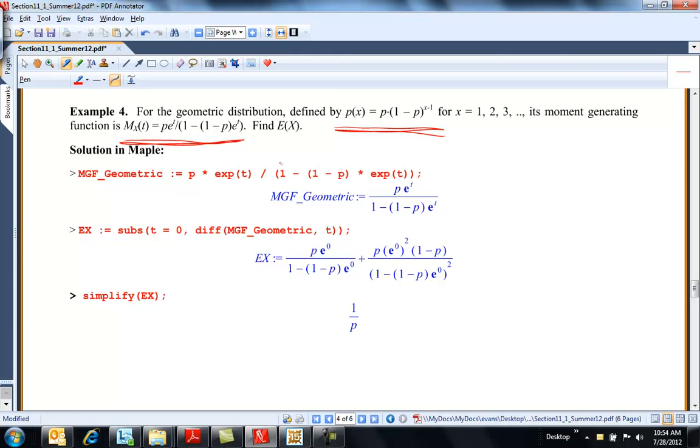And then to find expected value, I put in the moment generating function. I take the derivative of it at t equals 0, simplify it. So again, hopefully you're getting the picture. The definition of the moment generating function is just the expected value of e to the xt. So if it's continuous or discrete, I either put this into the sum or the integral, and I find a moment generating function, take derivatives, stick in t equals 0, get moments.